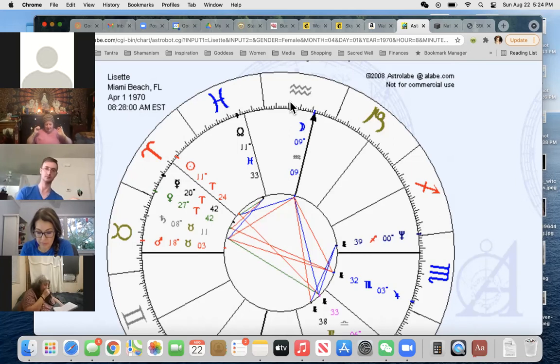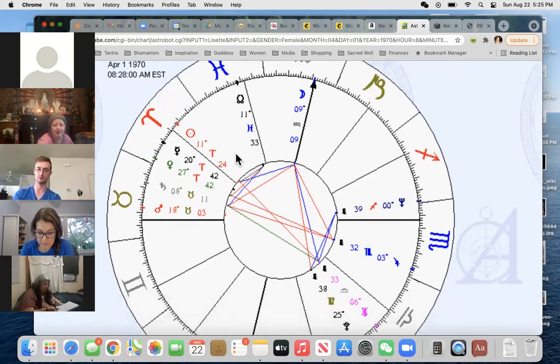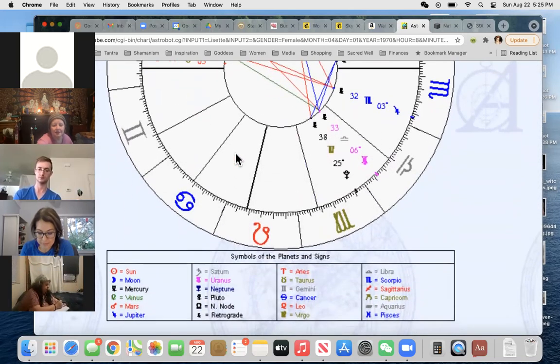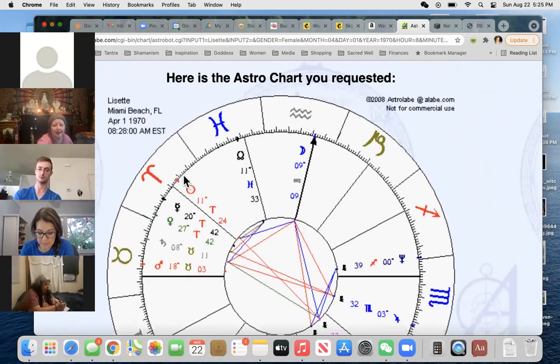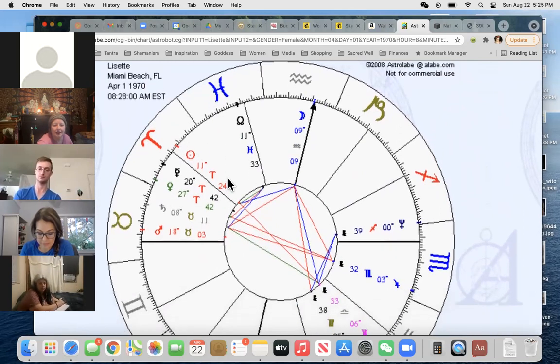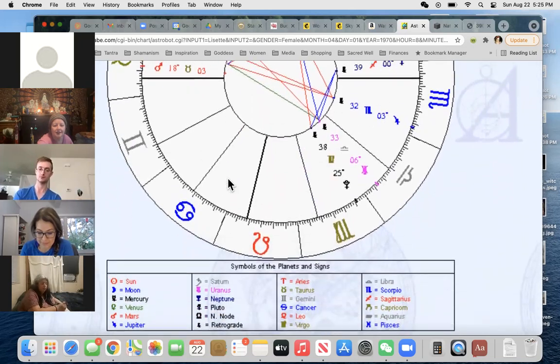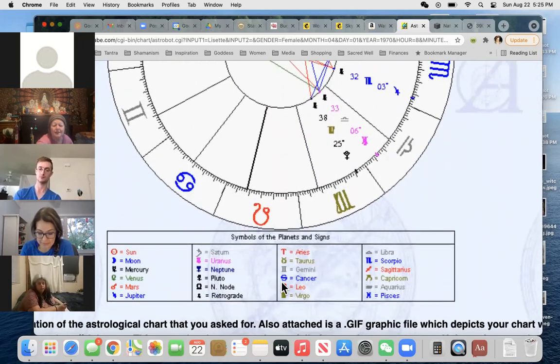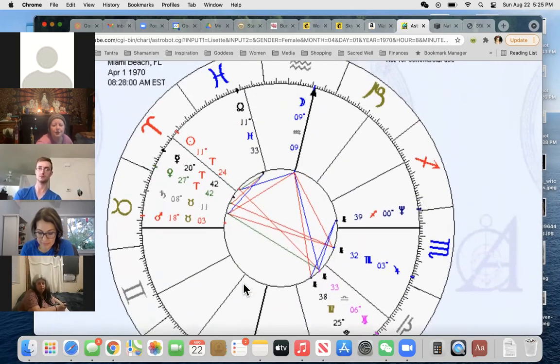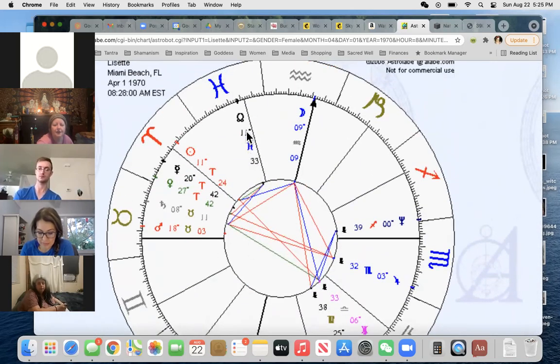Okay, so two more cards here and two more houses. Your 11th house has in it your sun. So your sun is in Aries in the 11th house. And it also has in it, what's that one? The Omega symbol, your North Node. So your North Node here in your 11th house is in Pisces. So the sun and the North Node, both in the 11th house, tell me that relationships are everything to you.